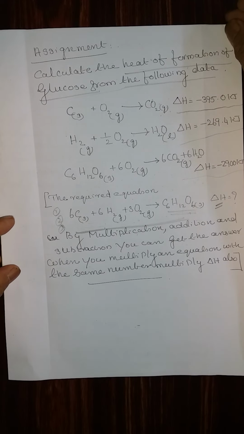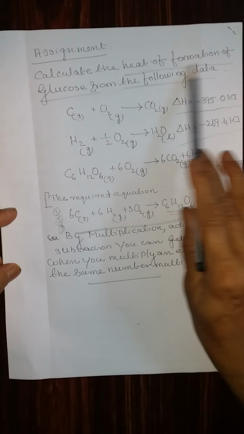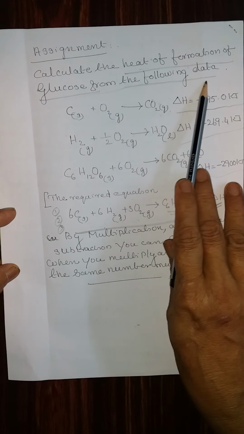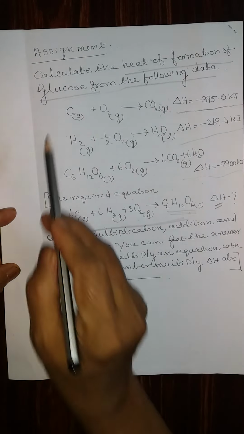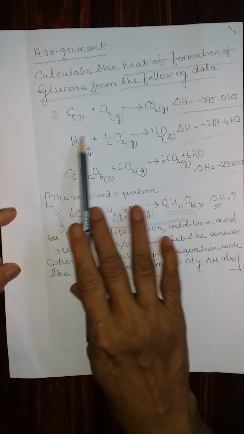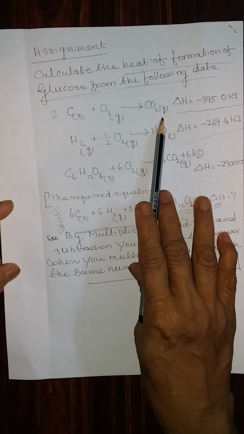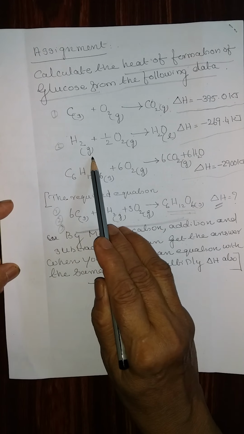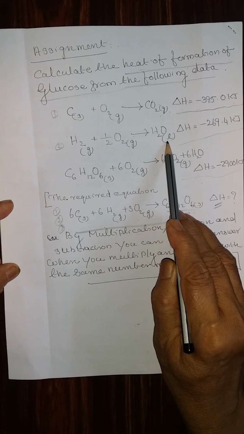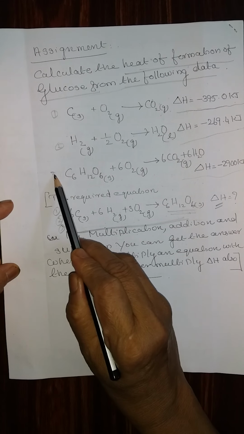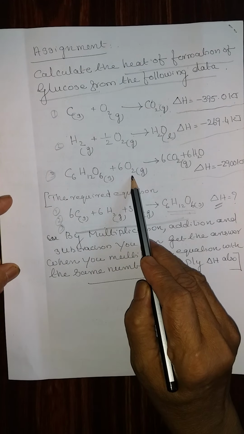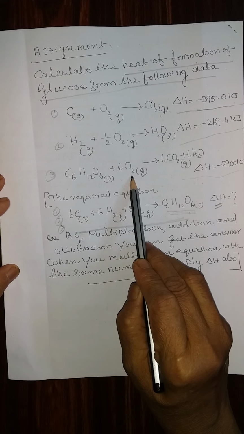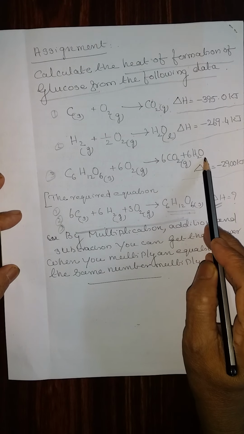Now, based on this, we can do a problem. An assignment is given here. Calculate the heat of formation of glucose from the following data. Three equations are given. One, carbon combines with oxygen and forms carbon dioxide, delta H is given. Two, hydrogen combines with oxygen and forms water, delta H is given. Three, glucose burns in oxygen and forms carbon dioxide and water.